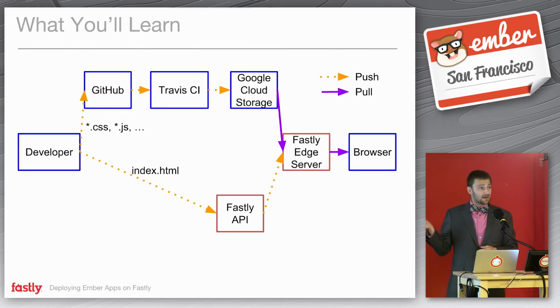So this is what we're going to end up with. The developer is going to push some content to GitHub. It's going to go through Travis, run some tests, get to Google Cloud Storage, and then Fastly will deliver that to the browser. But it will take a little while to get there.